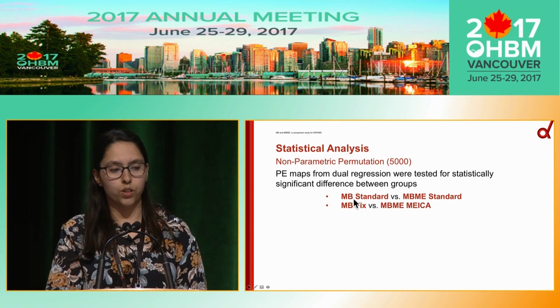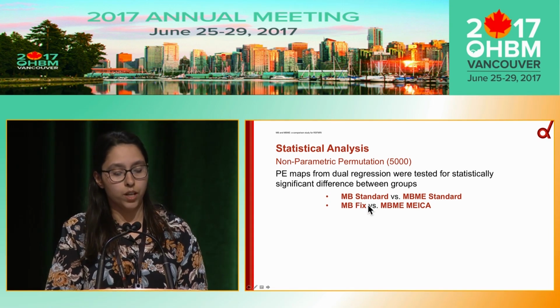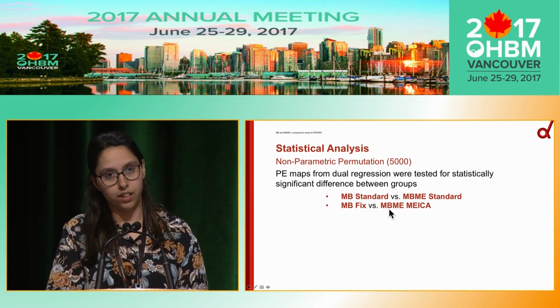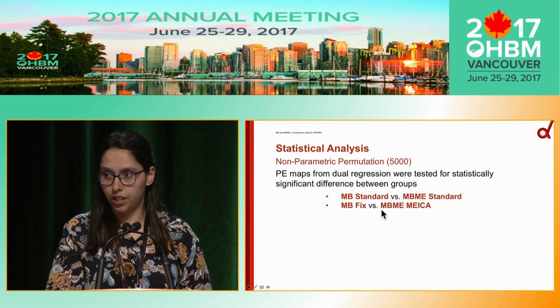First, we will look into multiband standard without any cleaning: what is the difference between the sequences? And by using the most favorite cleaning method in multiband and the most favorite cleaning method in multiband multi-echo, what are the differences between the sequences in resting state network sensitivity?